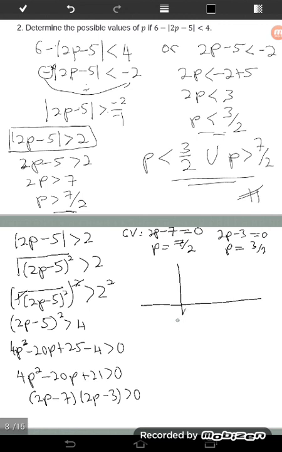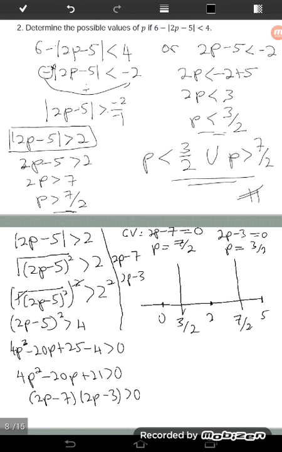Okay, so here is 3/2 and here is 7/2. So choose any value. Before 3/2, choose 0. Between 3/2 and 7/2, 3/2 is 1.5 and 7/2 is 3.5, so choose 2 here. After 7/2, let's say 5. So you have 2p minus 7 and 2p minus 3.